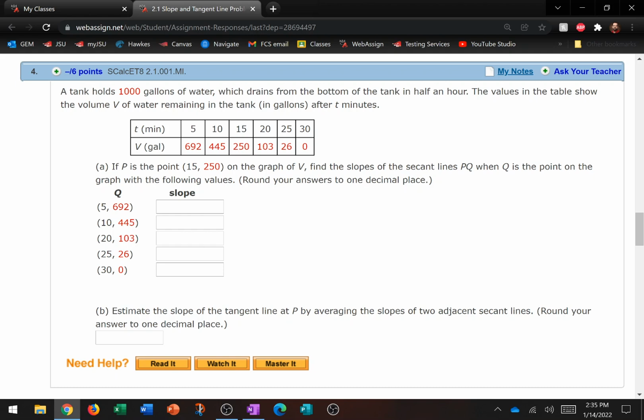you want to average together ones that are close to 15. So you can do 20 and 10 maybe. So average, you just add together and divide by 2. Nothing fancy. Okay.